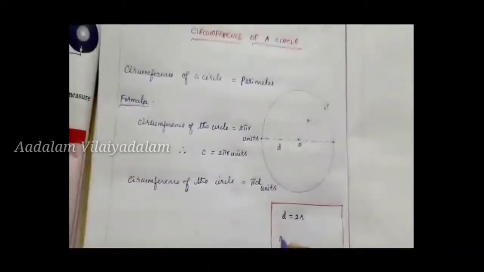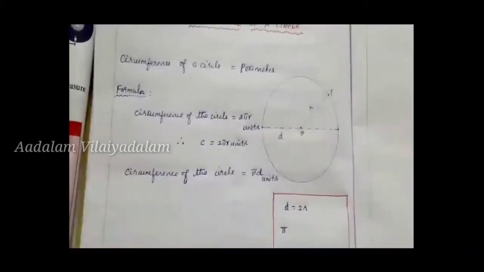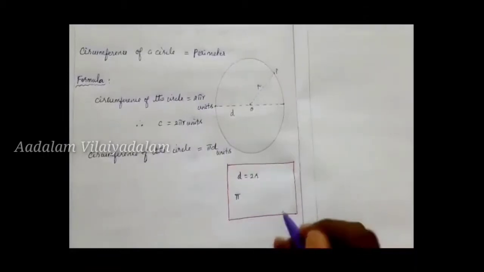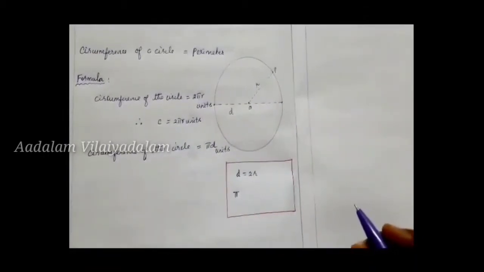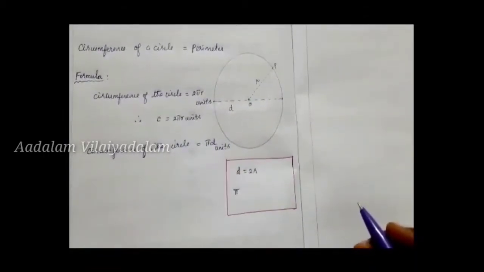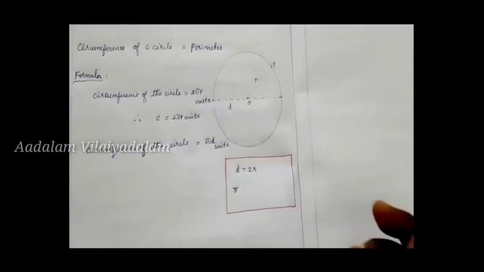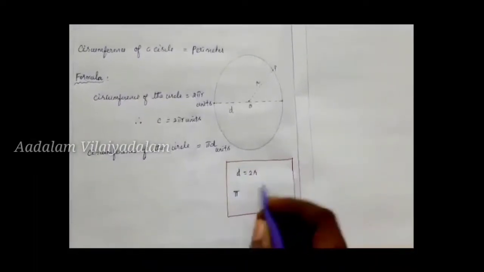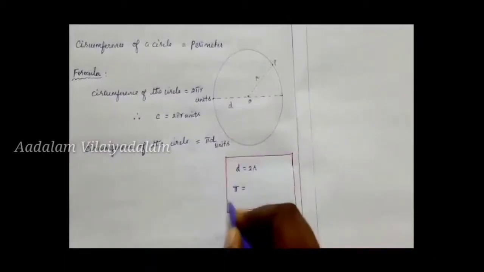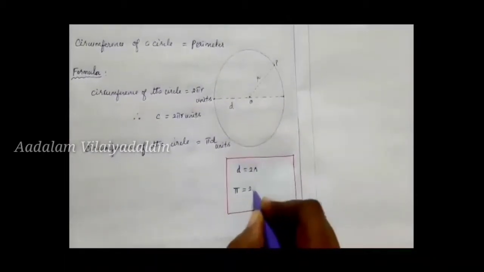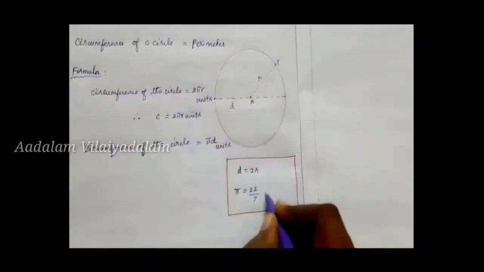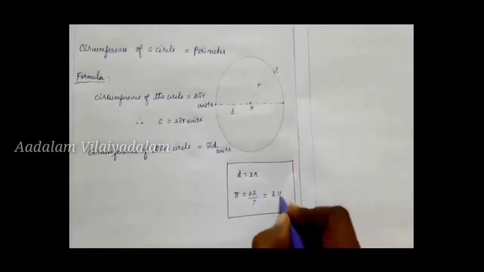So what is pi? Pi is a constant value which was used in the construction of the popular pyramids of Egypt. Here we can learn the constant value of pi is 22 by 7 or 3.14.